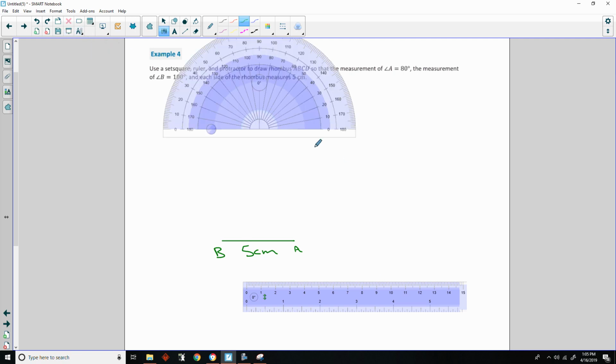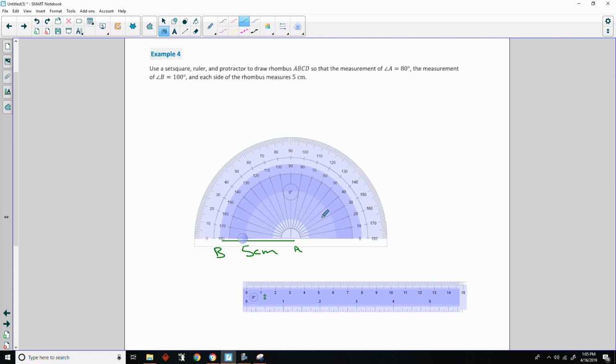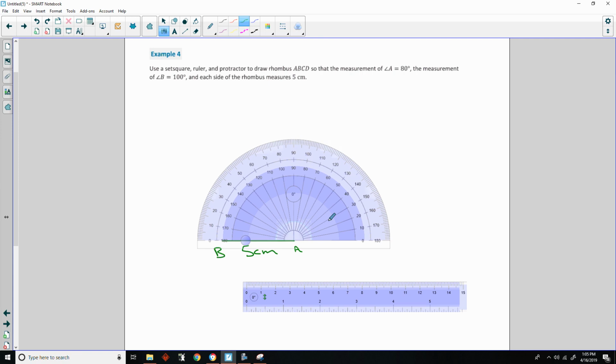Then I get my protractor, I bring it down and I put it right on A, right on the end of that segment, as accurate as you possibly can. Okay? Down a little bit more. Very difficult with this pen. Okay. Okay, right about there, I guess.